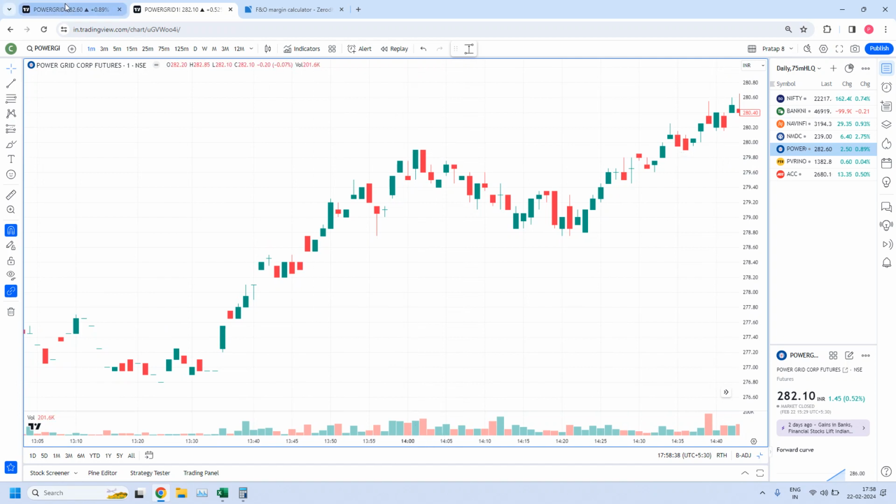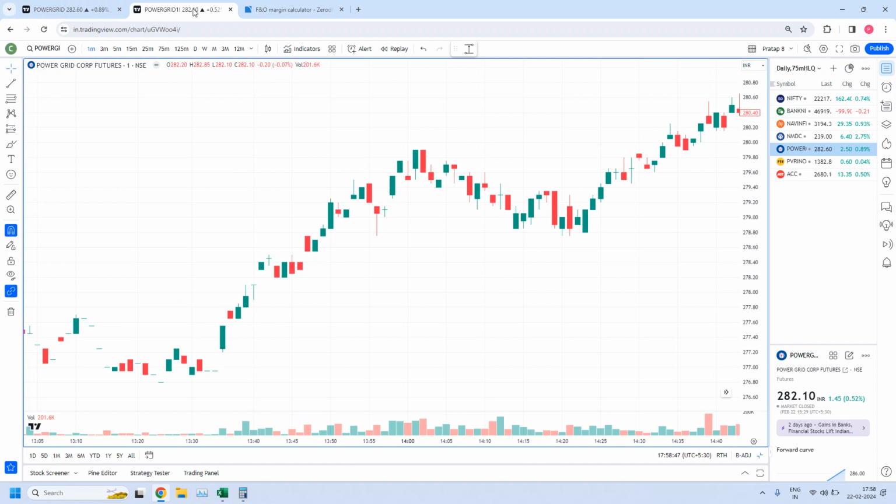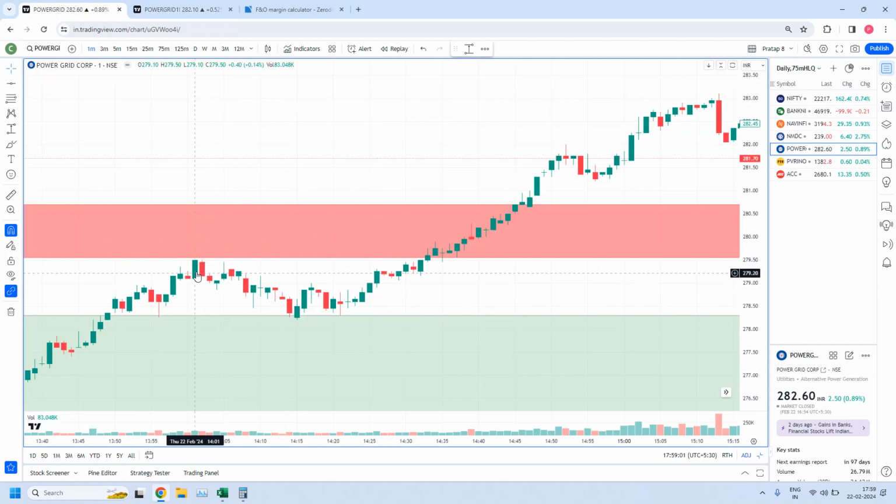See, compare the candles also. More or less they will be the same. Small differences will be there. See the range of this candle and the range of this candle, almost they are going to be similar. Not much difference. This is 2 o'clock 1 minute. What is the high of this candle? 279.90. But here 279.50.